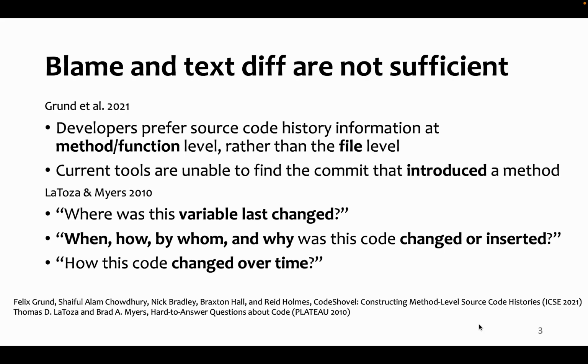Grund and his colleagues surveyed professional developers and found that they prefer the source code change history information at the method or functional level rather than the file level. And they also expressed that the current tools are unable to find the commit that introduced the method.